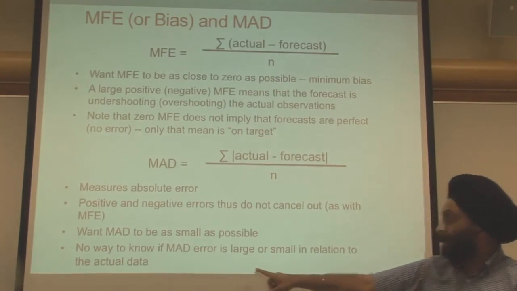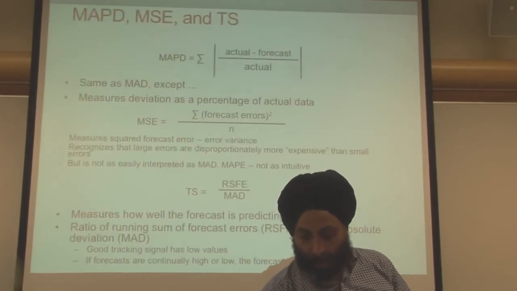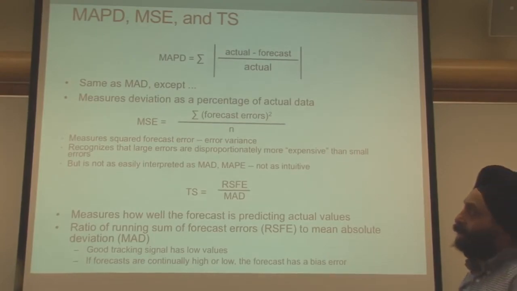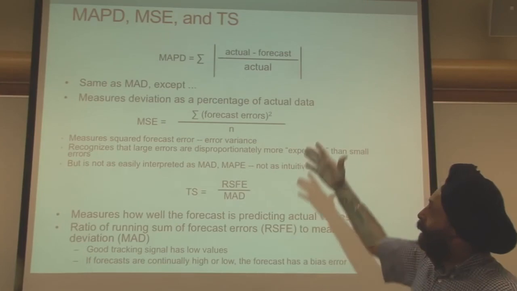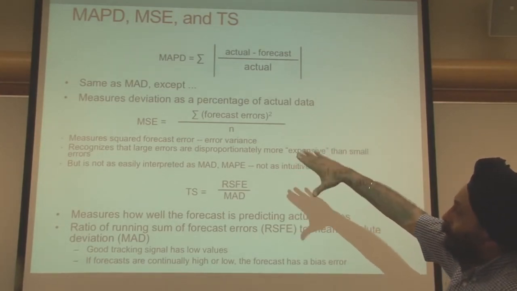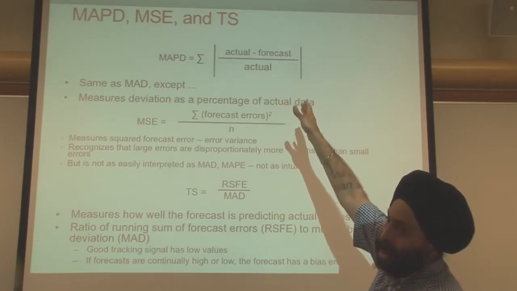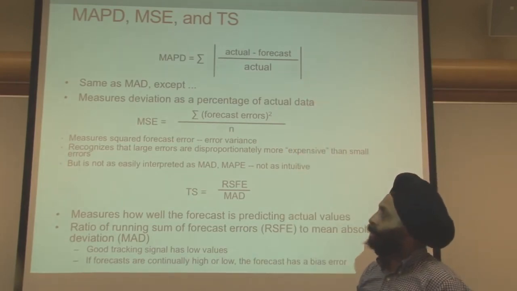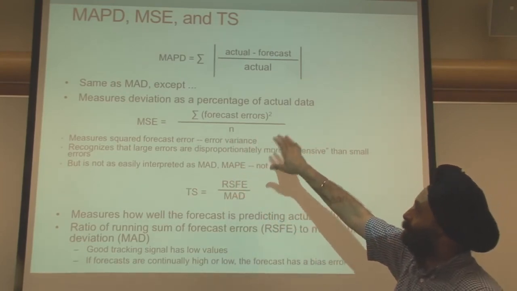there's no way to know if MAD error is large or small in relation to the actual data. So in that case, one has to look at several other measures for forecasting accuracy. One of the ways to see if the number MAD is providing is meaningful or not is to look at it on a relative basis. So MAPD is basically taking the absolute forecast error as a percentage of actuals.